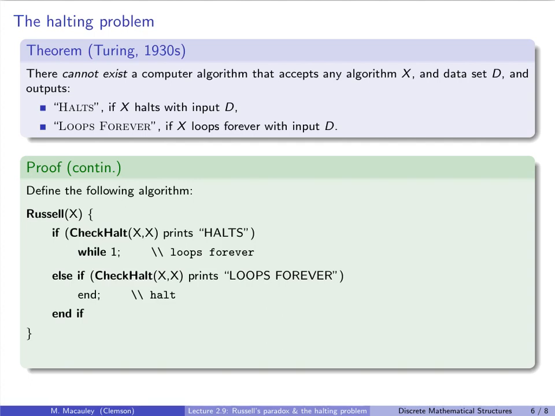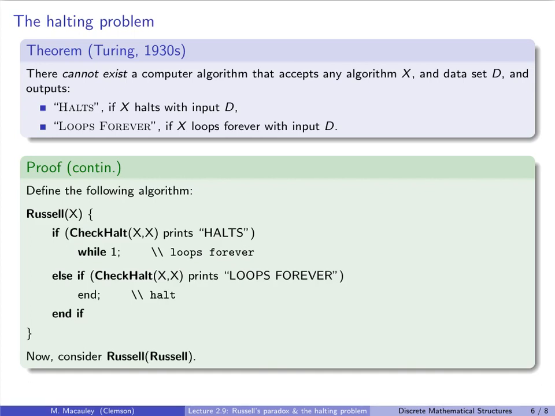The other possibility is that if check halt with input X and X prints loops forever, then we just exit the program immediately. So we force it to halt. Okay, so what good does this do? We have a program that runs check halt on an arbitrary program and itself as input, and it does the opposite of what the output is. Do you see it? Take a moment to pause the lecture if you don't and see if you can figure it out. But don't feel bad if you don't. It's a really clever logical trick.